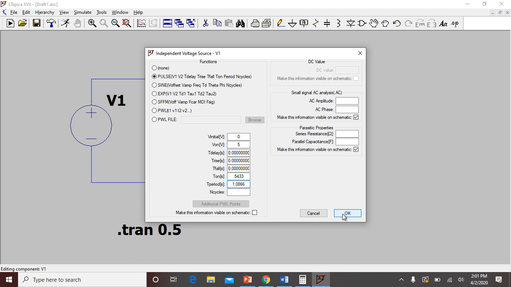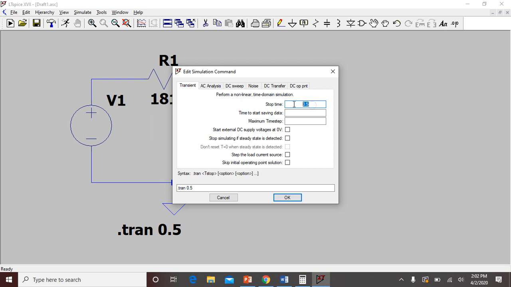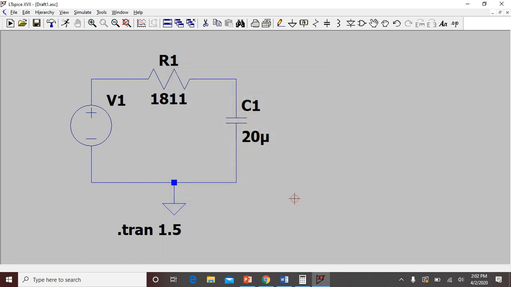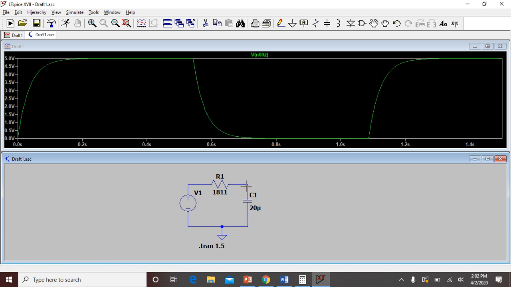So I have taken this time far greater than 5 tau. That means it should show the behavior that after getting fully charged, it will continue showing Vc equal to Vs. Click on OK. I will again change the edit simulation command. My period was going beyond 1 second, so I'm going to take this as 1.5 seconds. We'll click on OK, run it, and observe this behavior.